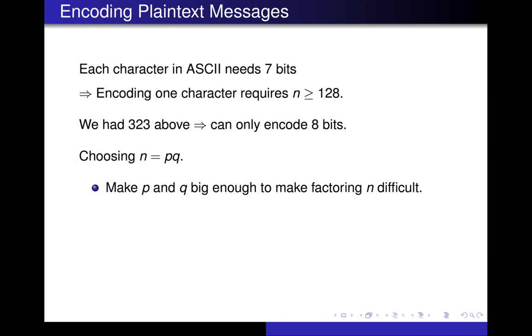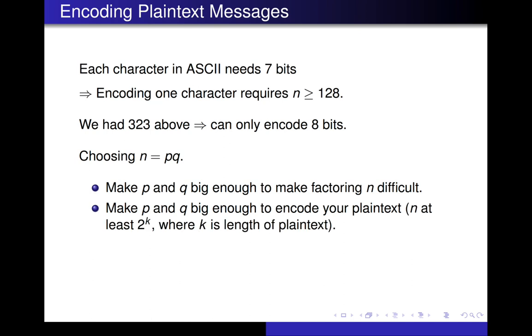So our main issue, of course, is security. We want to make P and Q big enough so that if somebody wants to try to factor N to break our cipher, their life is going to be difficult. But also we want to make P and Q big enough so that we can actually encode the plain text. So when we multiply P and Q, we get a number big enough to encompass all the possible ways that we can encode our text.